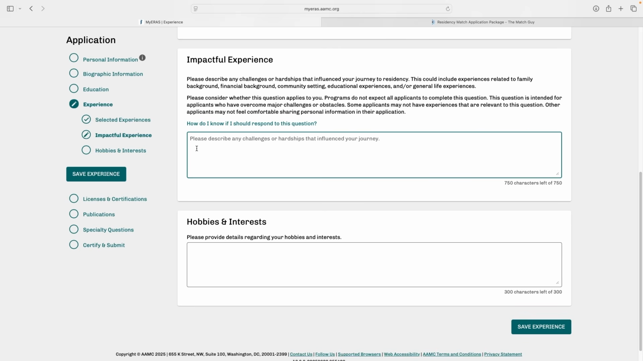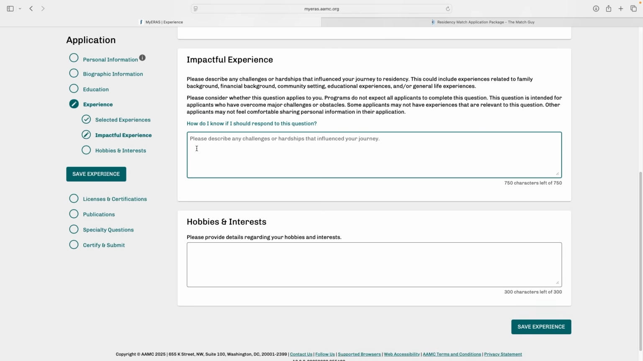And the key is in describing it. It's not only in saying, oh, I had this challenge. The key is in describing how did you overcome that challenge? How did that affect you? How did that make you a better person and possibly a better resident and a team player in the residency program?